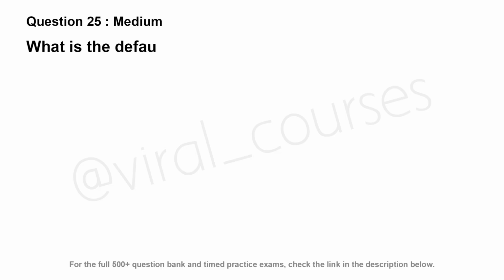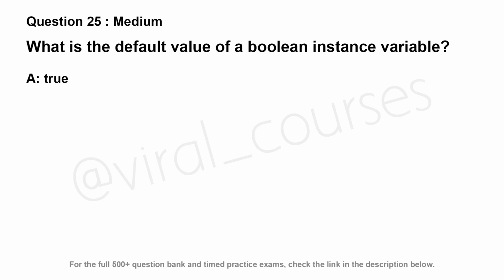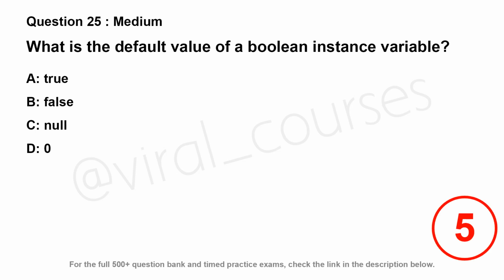What is the default value of a boolean instance variable? Option A, true. Option B, false. Option C, null. Option D, 0.